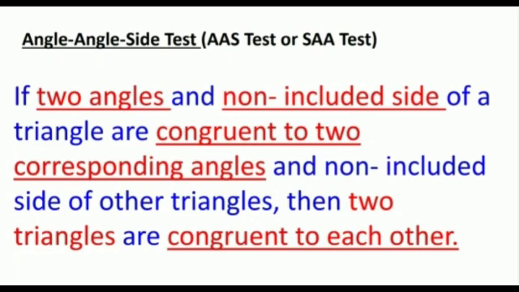Angle angle side test, that is AAS test or SAA test. Now looking at this test only, again children, we can make out that the two angles and one side of a triangle should be congruent to two angles and one side of the other triangle. Then we can say that the two triangles are congruent to each other. So if two angles and non-included side of a triangle are congruent to two corresponding angles and non-included side of the other triangle, then two triangles are congruent to each other.